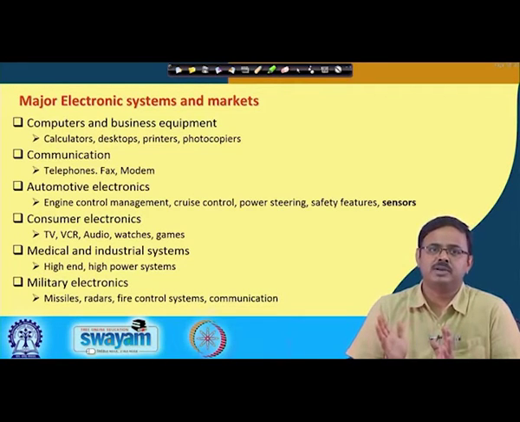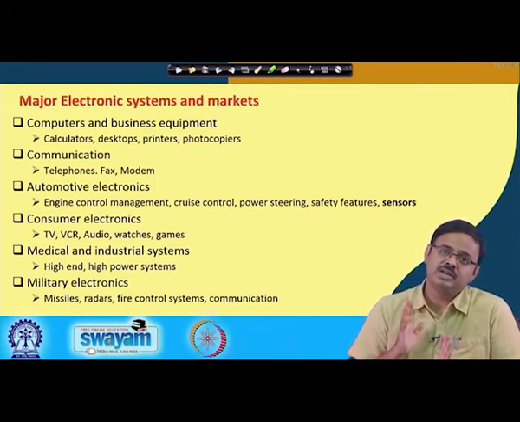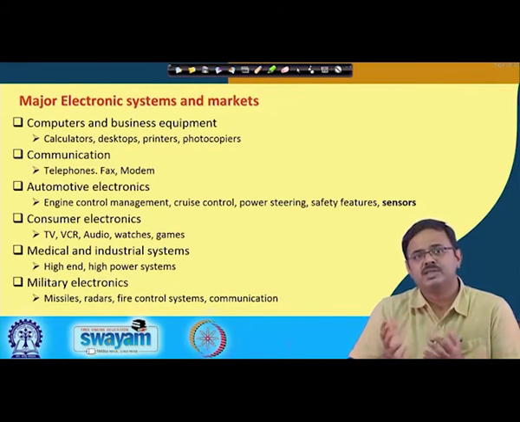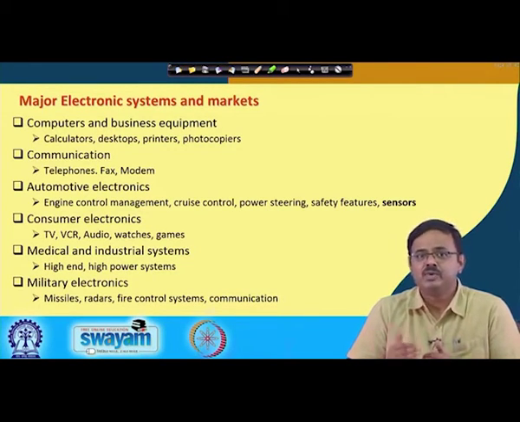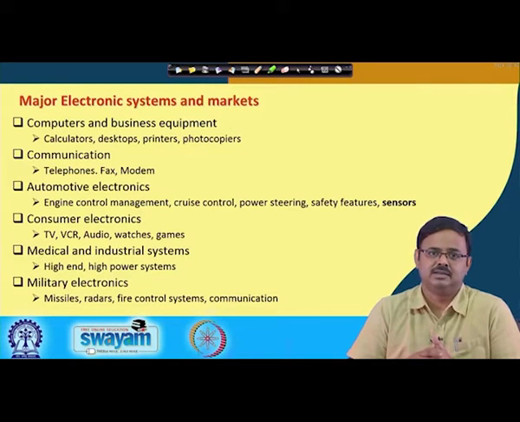Desktops, printers, photocopiers, laptops, these are all under computers and business equipment. If you think about communication, we are talking about telephones, fax machines, modems, networking switches. These are electronic products that come under the communication sector. Clear? So we talked about computers, computing platforms, and telecom.